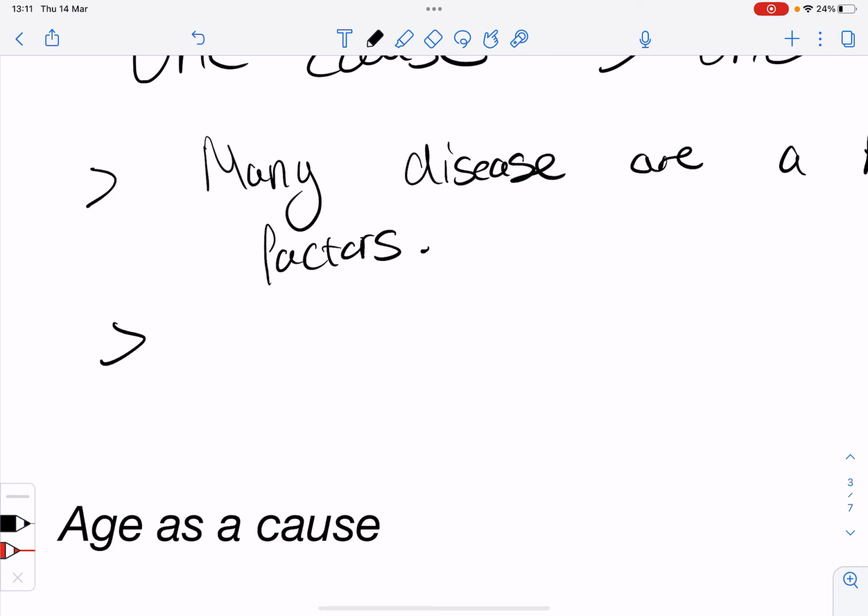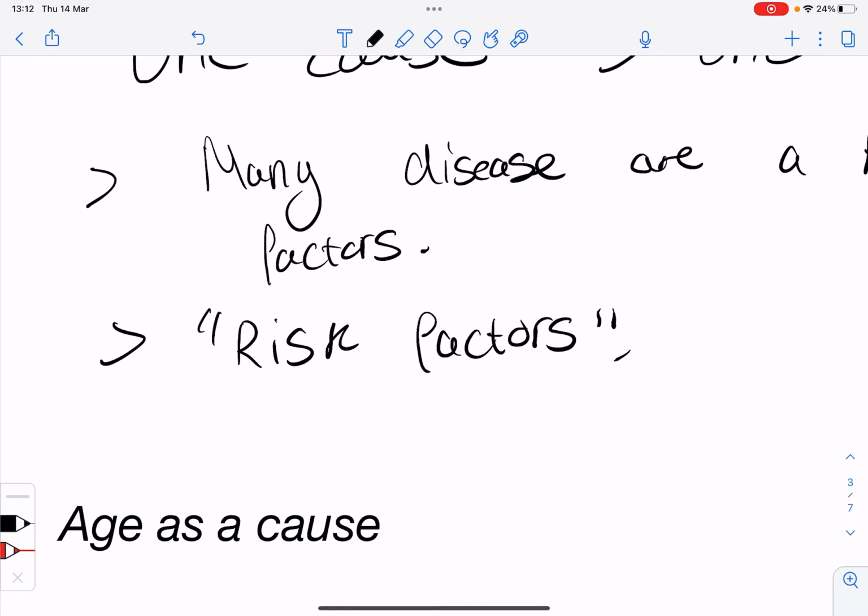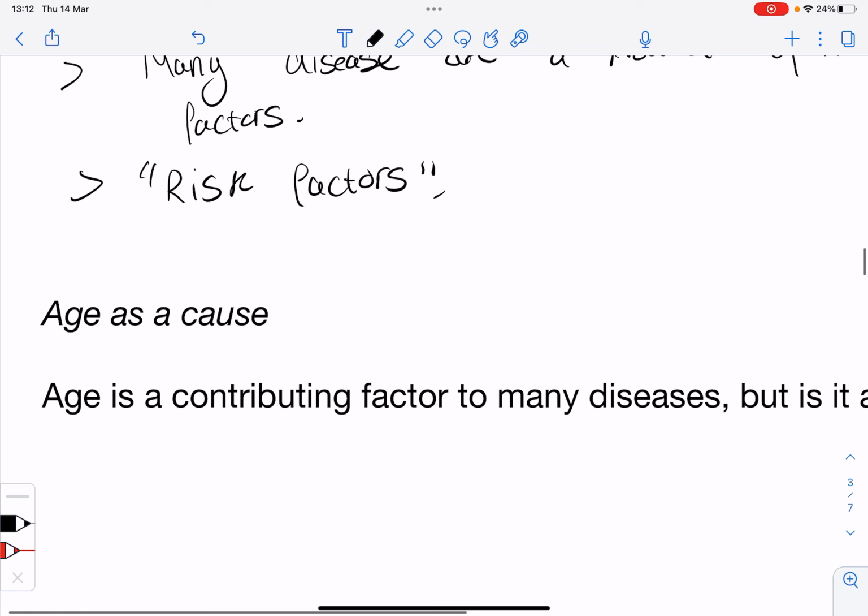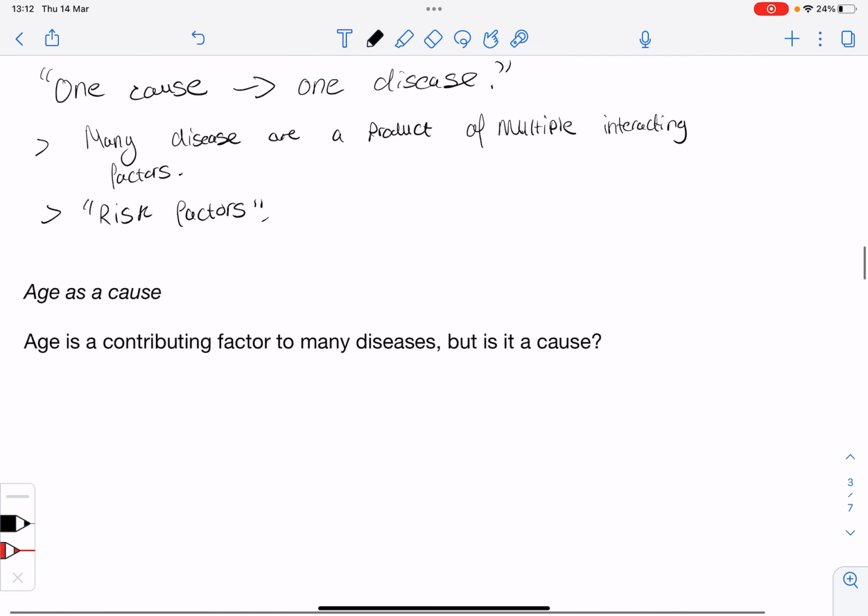And we just use this now as the term now used is risk factors. Obviously, disease can be an onset of age. Age is a contributing factor to many diseases, but is it a cause? Is age in itself a cause of a disease?